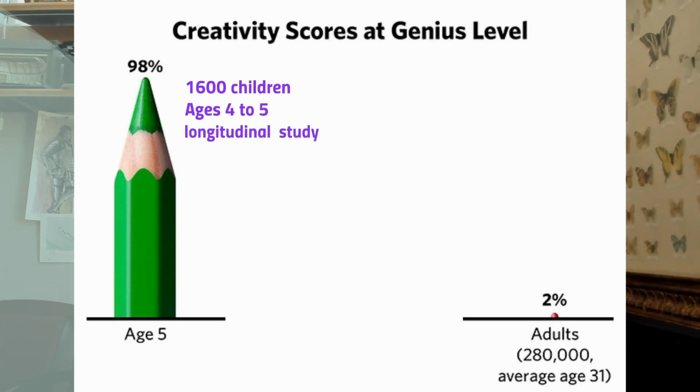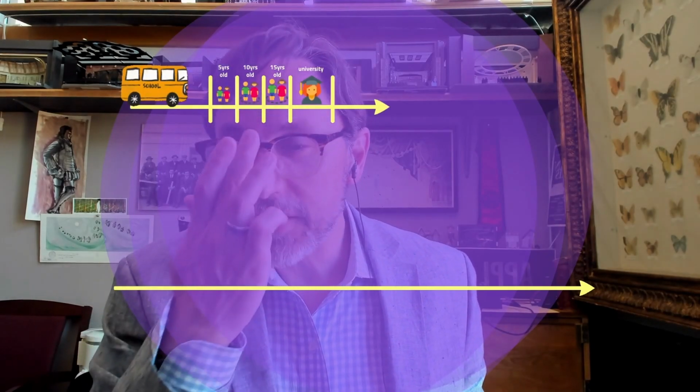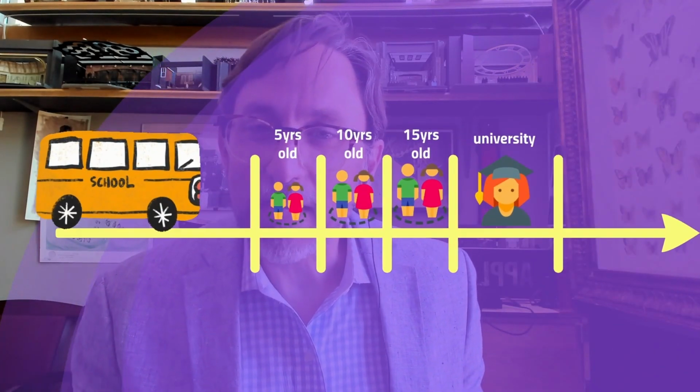It was a longitudinal study, meaning that they gave the same test to the same students over a 5-year period. About 30% only at age 10 were considered genius level creatives, and then at age 15 only about 12%. So to me, that's indicative of what we think of as a straight line way of education. You and I have been educated in a system that looks a little bit like this.